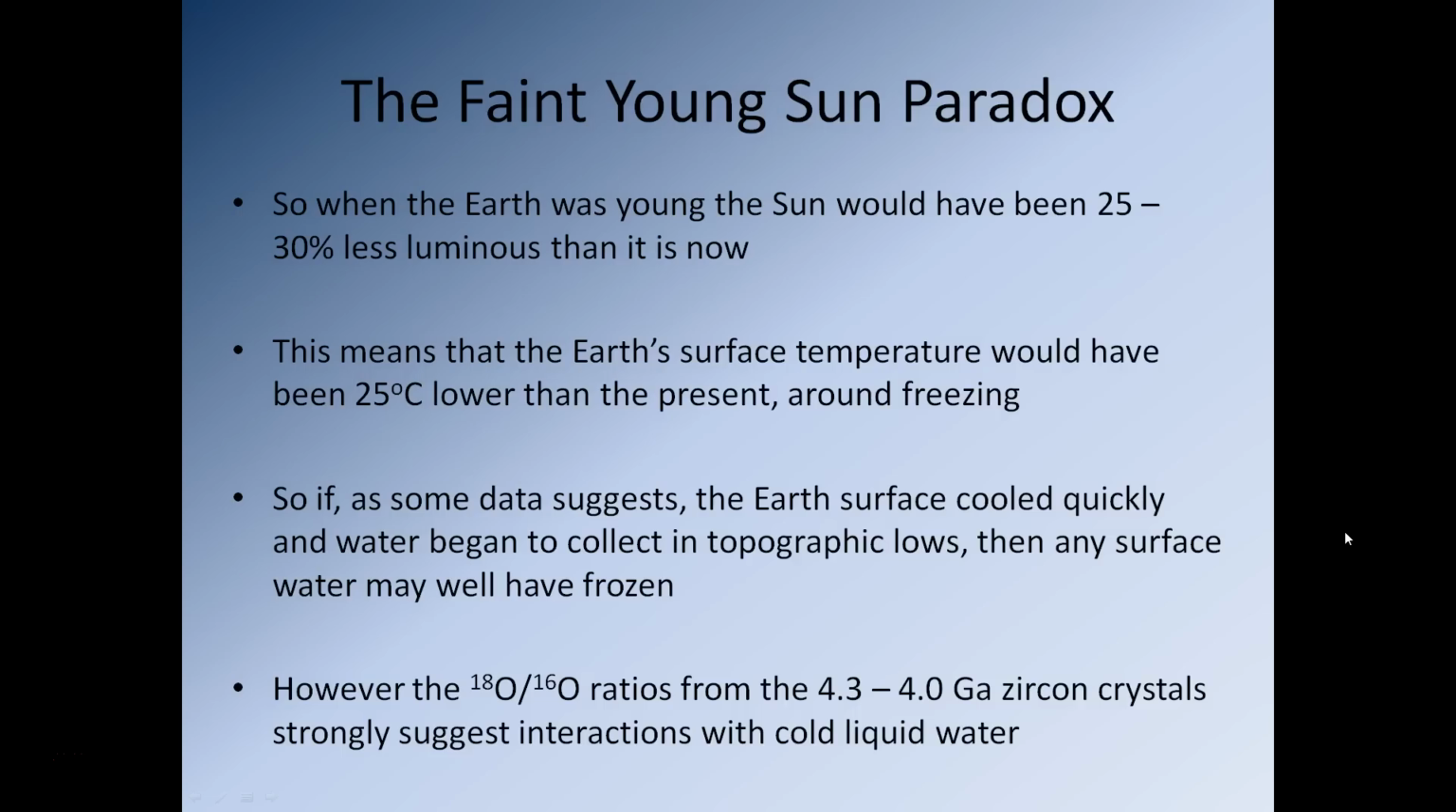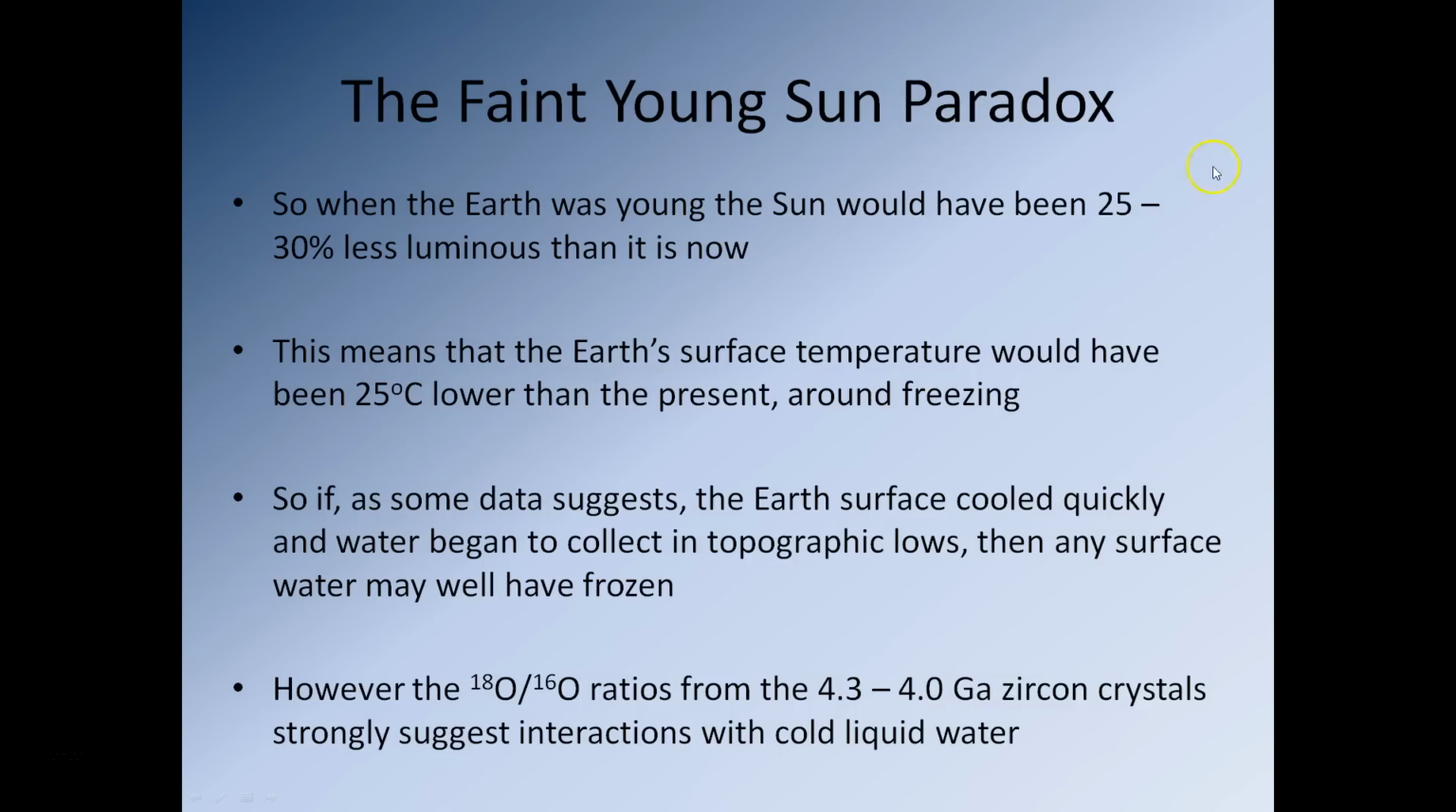So if, as some data suggests, the Earth's surface cooled quickly, and water began to collect in these topographic lows, forming lakes and oceans, then any surface water may well have been frozen. So it suggests that maybe during this early period of Earth history, the Earth would have been essentially a giant ice cube. However, as we just discussed, these zircon crystals from 4.3 to 4 billion years ago show very strong indications of having formed, or at least having come in contact with cold, liquid water. And so how do we explain this?